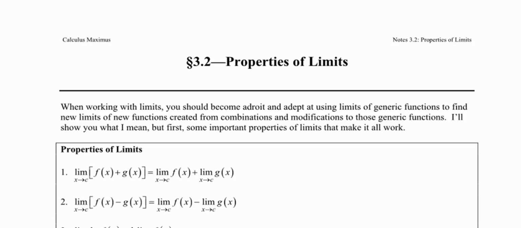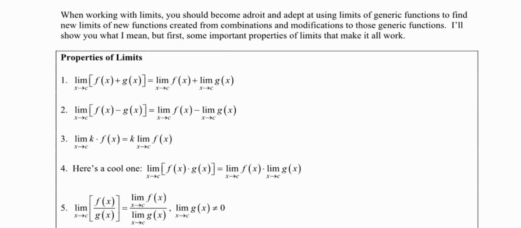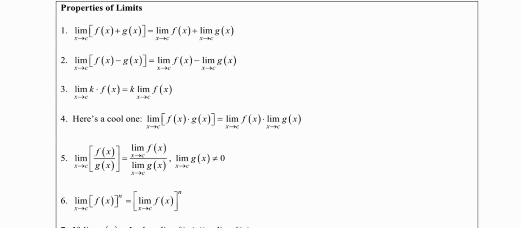Section 3.2, this is going to discuss the properties of limits. Most of these will become second nature as you practice. If you have two different functions being added or subtracted, you can just add or subtract the respective limits. If you have a constant times a function, you could take the constant out, as shown in number 3.